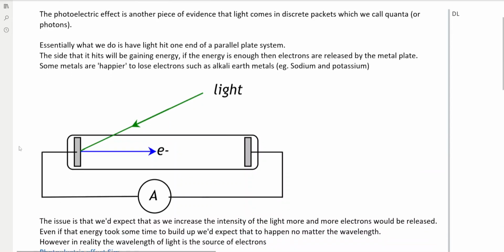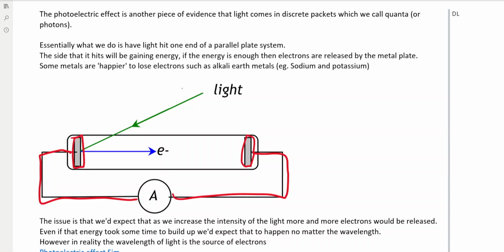Essentially what we have is light hitting one end of a set of parallel plates in a circuit. These parallel plates are not touching each other. This part over here is the red wire, and then these are the parallel plates on either end. The light comes in and hits one of the two parallel plates, and depending on the type of light, we will have electrons being ejected from that piece of metal.